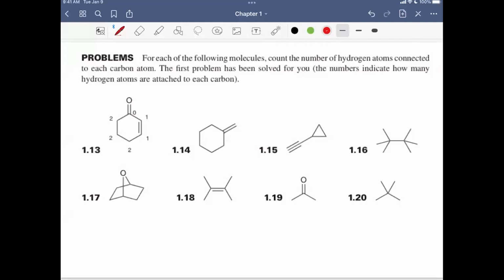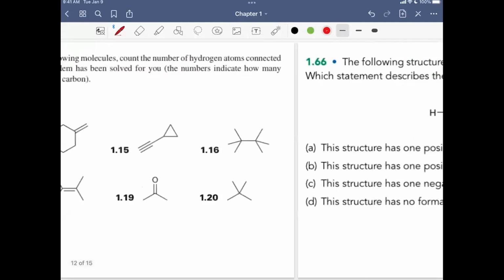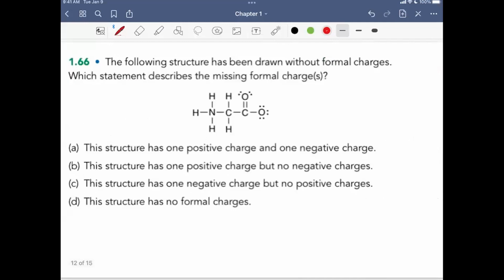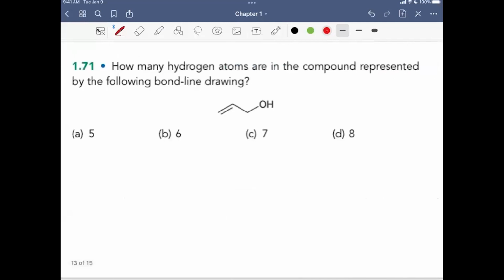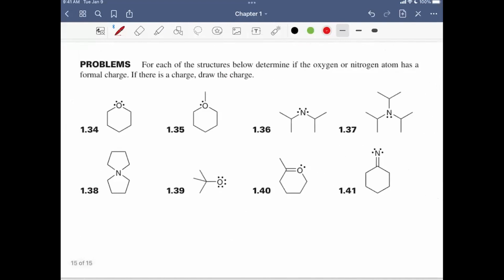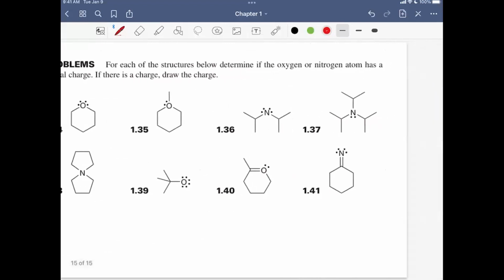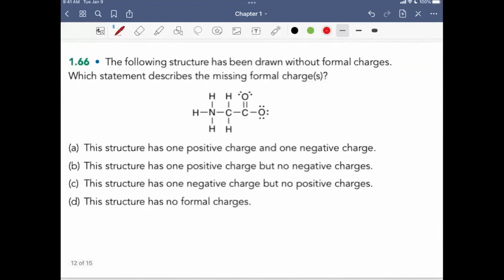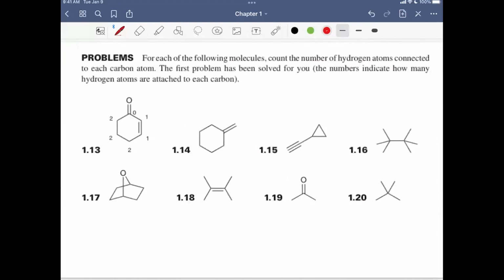I will be going over bond line structures, identifying how many carbons and hydrogens are in a bond line structure, formal charge, again, number of hydrogens, drawing out bond line structures from Lewis structures, and determining whether or not something has a formal charge. So that's what we'll be doing in today's video.